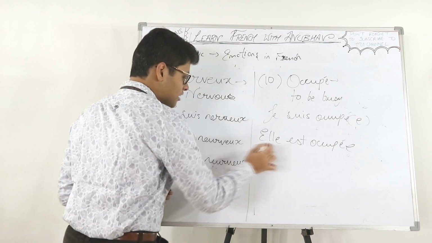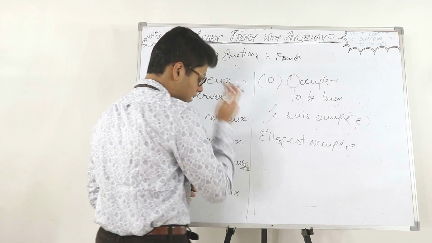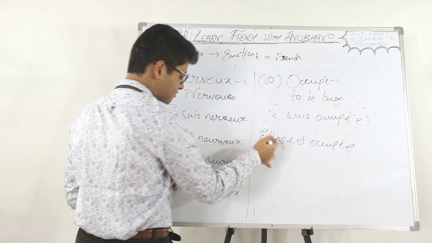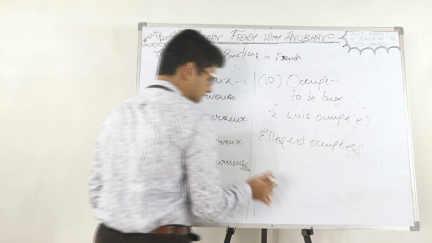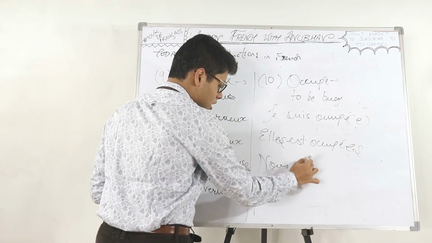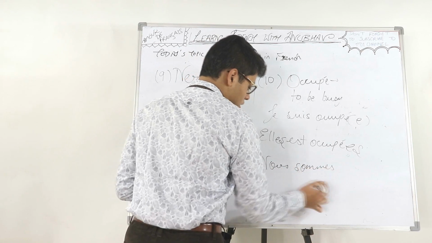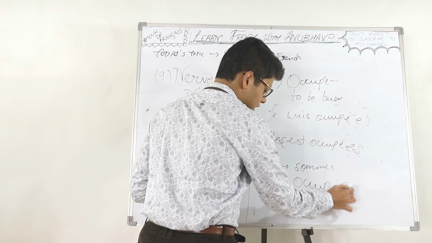An extra E, and could have been elle, sorry, not elle, elles, which is they. Elles sont occupées, an extra S gets added. And for nous sommes occupés, right? Occupé without an extra E and then add an S.